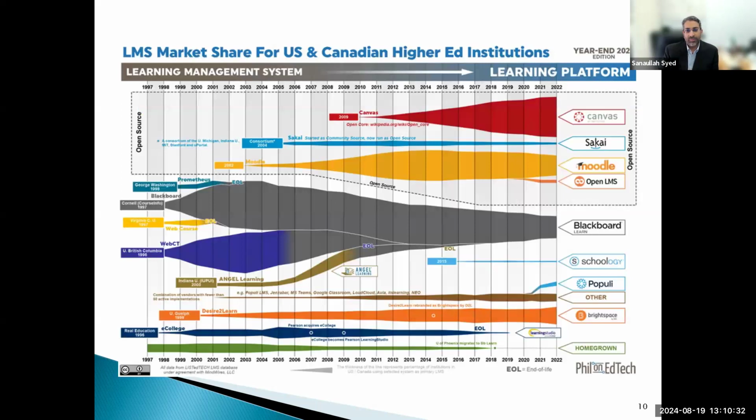This is a little bit old, but it shows you a historical overview of different learning management systems. On the top, you can see the open source ones, which are Canvas and Moodle, which are the more commonly used, and the non open source ones are Blackboard and Brightspace by Desire to Learn. So these are different learning management systems that have evolved.